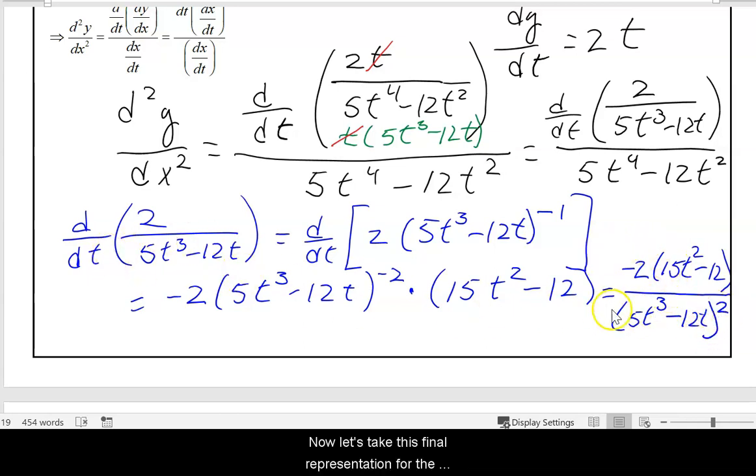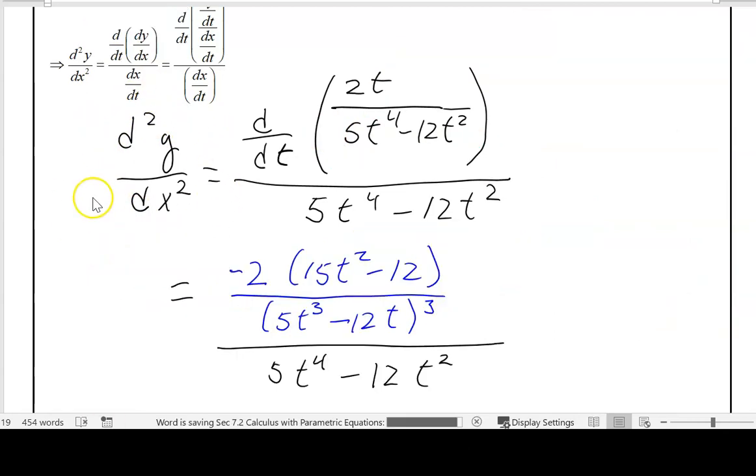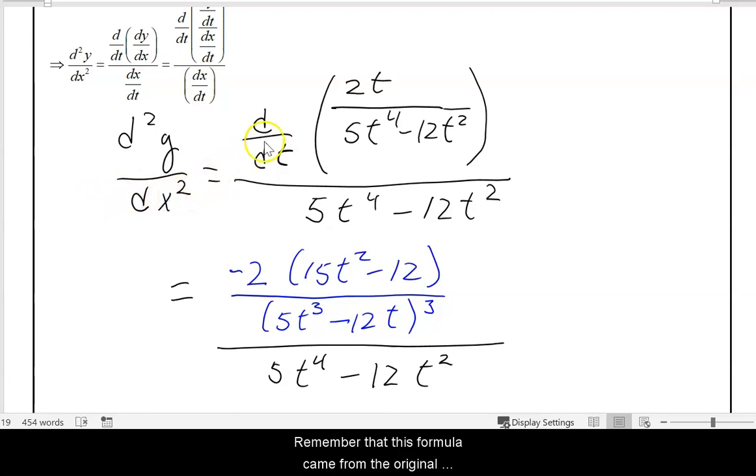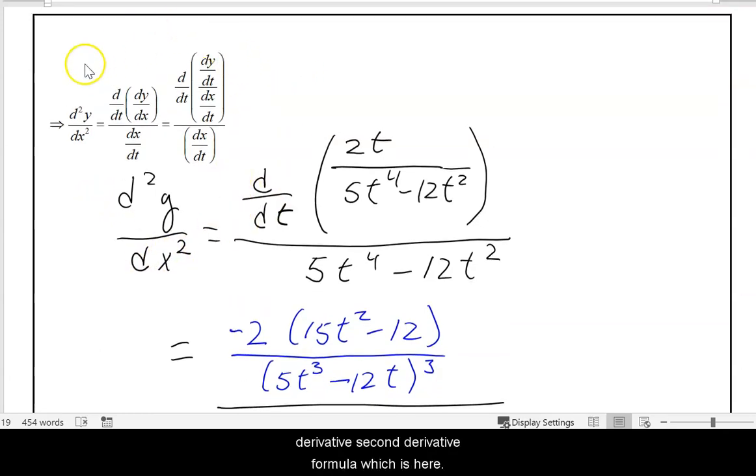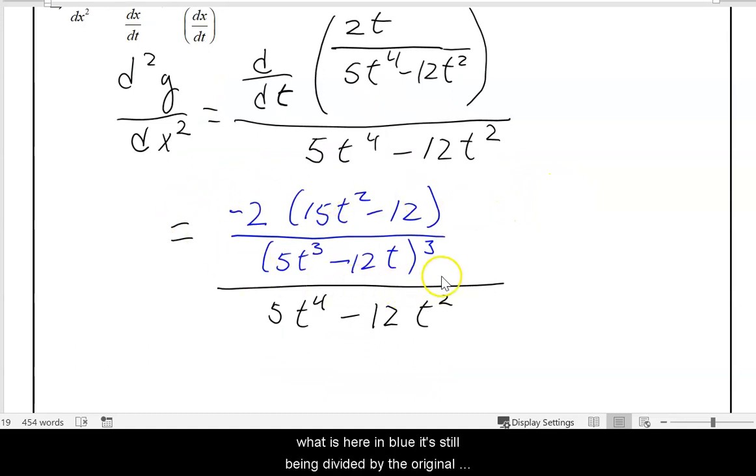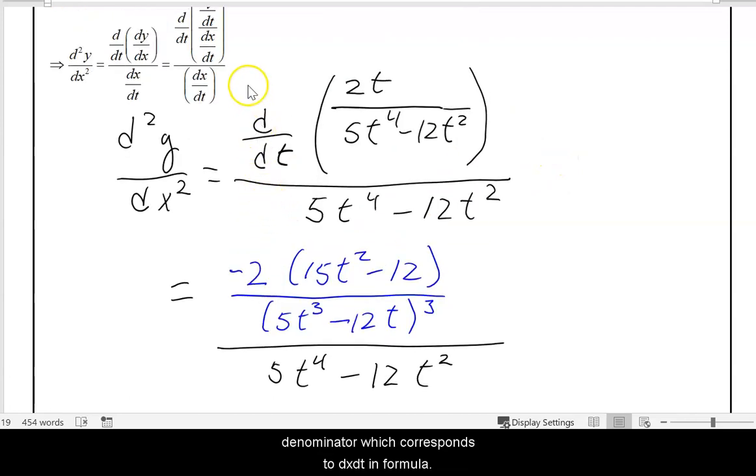Now let's take this final representation for the derivative of the original numerator and put it back into our representation for the second derivative. Remember that this formula came from the original second derivative formula, which is here. This was our representation for that second derivative. Now we have replaced the numerator derivative with what is here in blue. It's still being divided by the original denominator, which corresponds to dx dt in the formula.